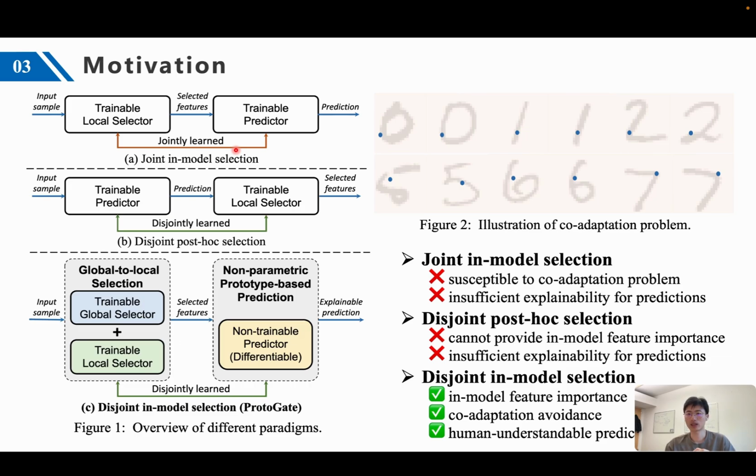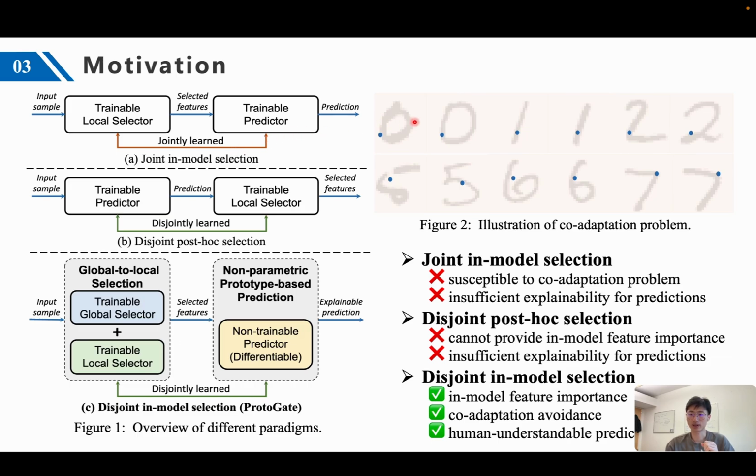The first one is called joint in-model selection. Here, a trainable local selector will select some features from the original sample, and then the predictor will make predictions based on the selected features. This sounds intuitive and straightforward. However, because both of them are trainable, they can co-adapt with each other and cheat the users. Specifically, they can achieve high accuracy with low fidelity feature selection.